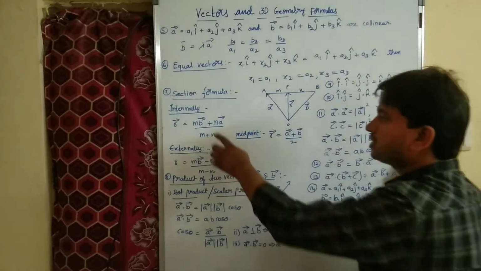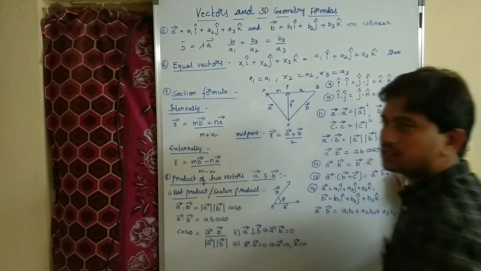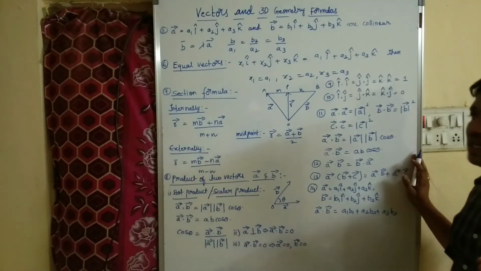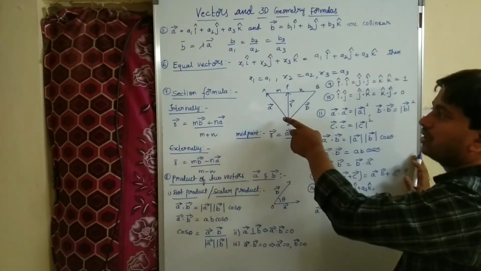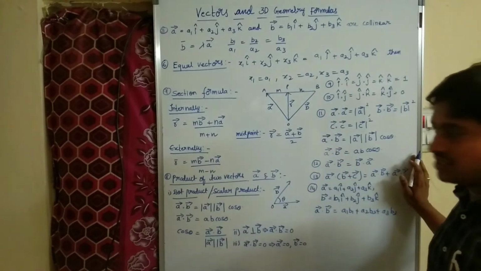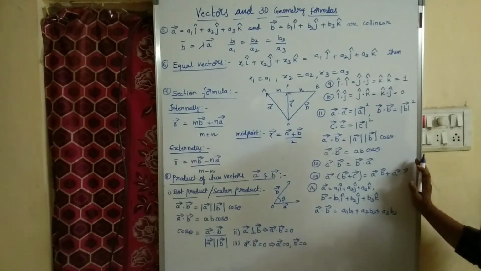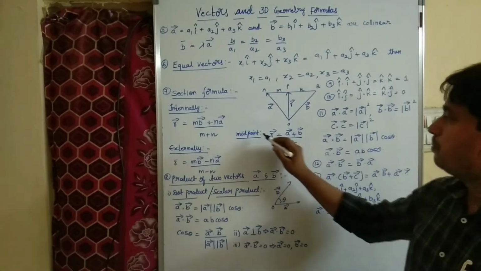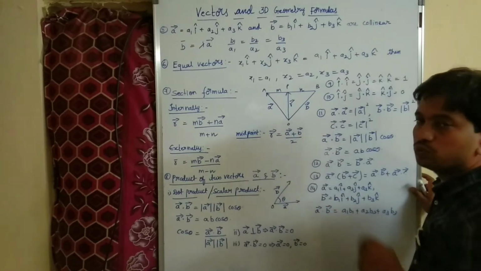Externally, in the sense, instead of plus here we have to write minus here, instead of plus here we have to write minus. Which is a very important section formula. Internally, m b bar plus n a bar by m plus n. Externally means m b bar minus n a bar by m minus n. Now for the midpoint, r bar equal to a bar plus b bar by 2.